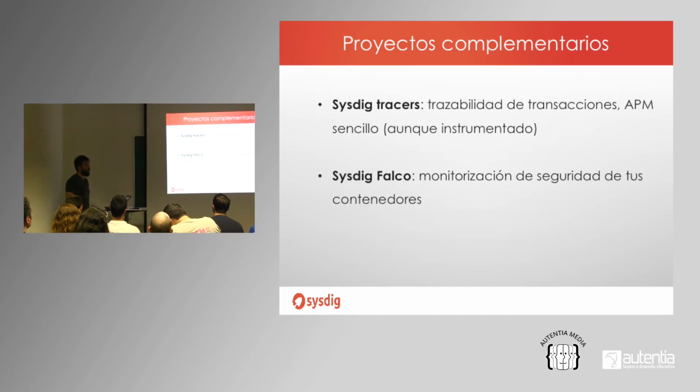And Sysdig Falco, which is a security project built, again, on the same technology. As we can see all the system calls for all the different containers, we can define security profiles of what they are doing, and we can alert if they are behaving in a different way than they should. So if a Cassandra server is making an outgoing connection to an external IP address outside of our infrastructure, probably we have been hacked. So we can create alerts based on that behavior.